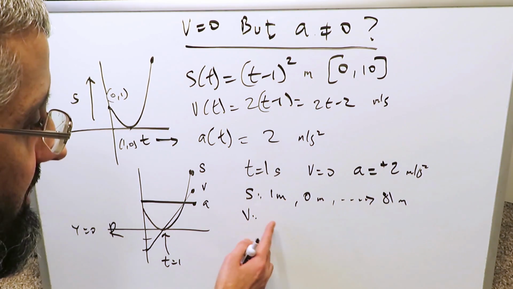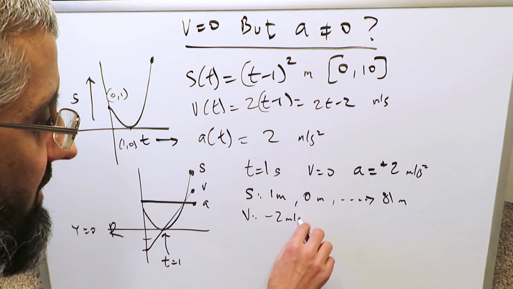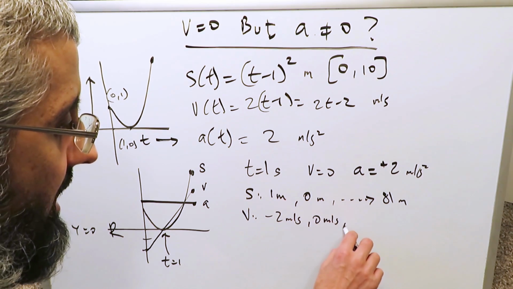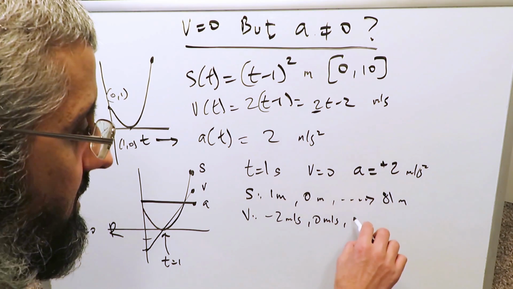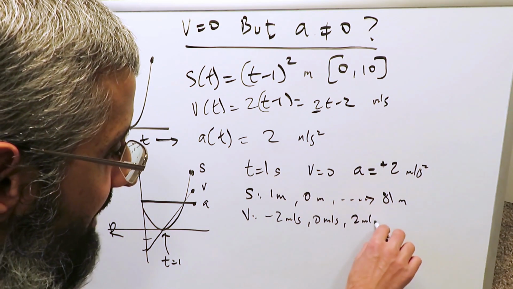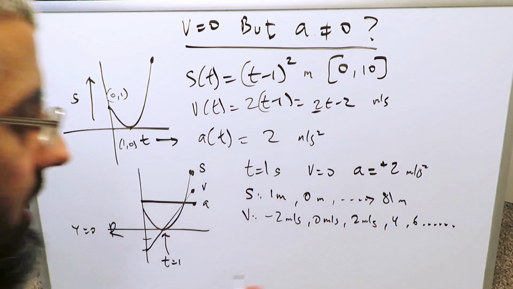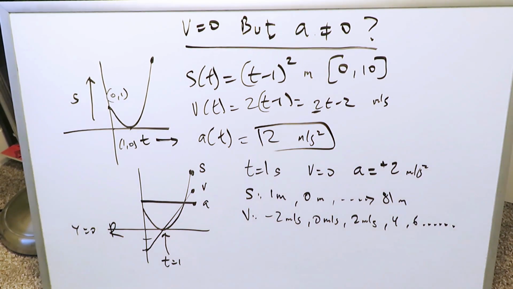What about velocity? At time 0, you put 0 here, you have a velocity of minus 2 meters per second. At time 1 second, we've already established it's 0 meters per second, and then it'll change by increments of 2 because the slope here is 2. And then the next time period, it has a velocity of 2, then it has 4, then it has 6, all the way on and on. But in all instances, acceleration is always a uniform constant value of 2.